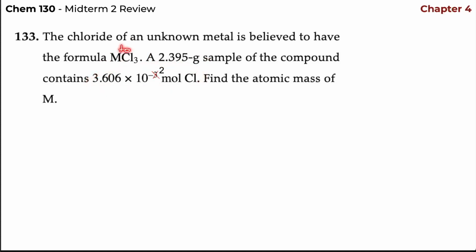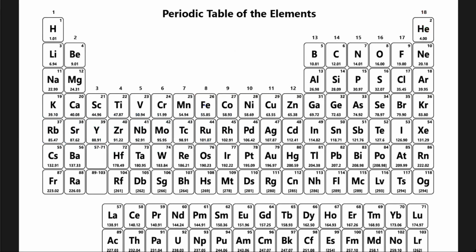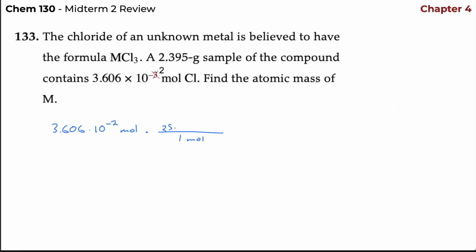We take the total and subtract the grams of Cl, right? So how do we find the grams of Cl? Well, let's use some math. So let's start off with 3.606 times 10 to the -2 moles of Cl. Now, how do we cancel out moles? We put moles on the bottom, 1 mole, and we multiply by the atomic mass of Cl. Where is that? That's 35.45 grams per mole, right?